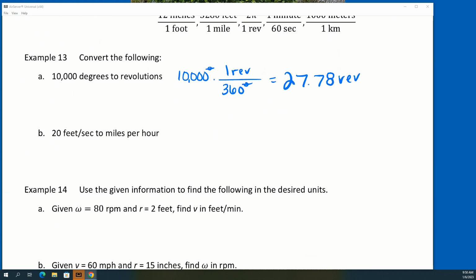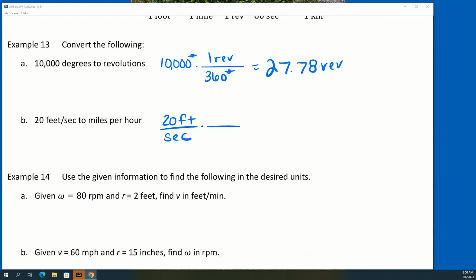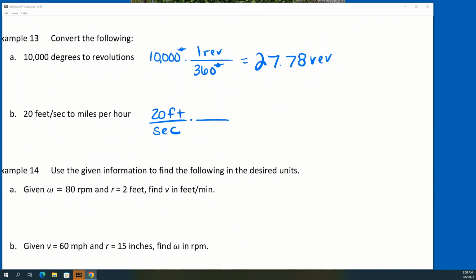All right, and then for B, we're going to take 20 feet per second and we're going to change to miles per hour. So I would write 20 feet per second like that fraction. All right, and then I'm going to have to use multiple fractions to get to miles per hour. So what do you guys want to do? Do you want to change distance first or do you want to change time first? It's up to you, it doesn't matter. Anybody have a preference, distance or time? Okay, let's do distance first.